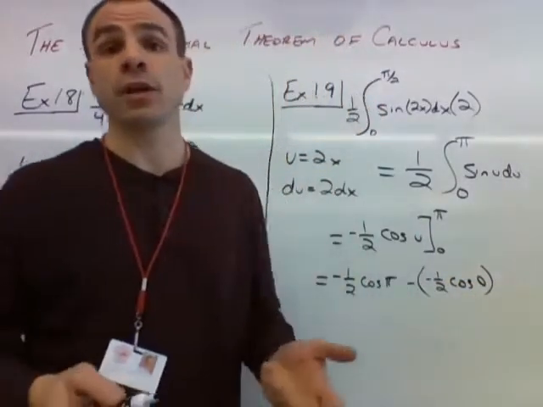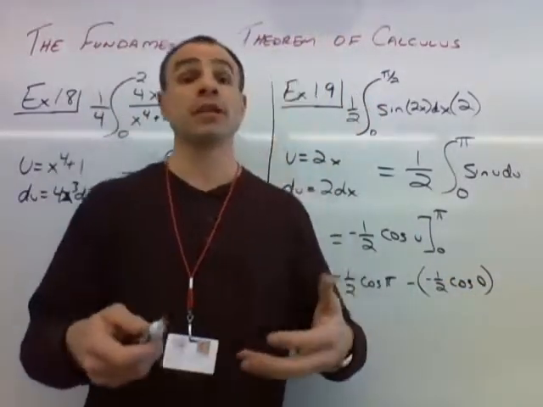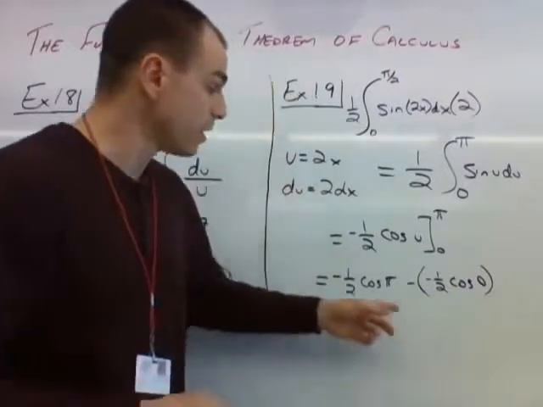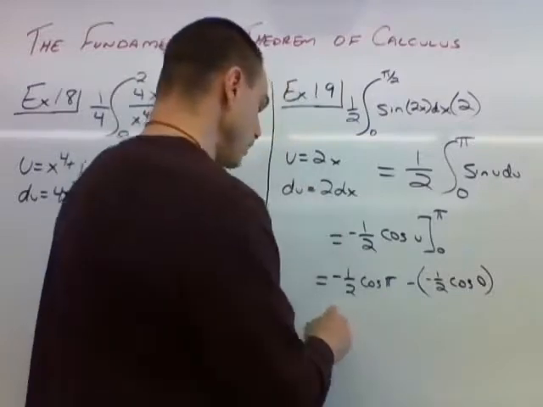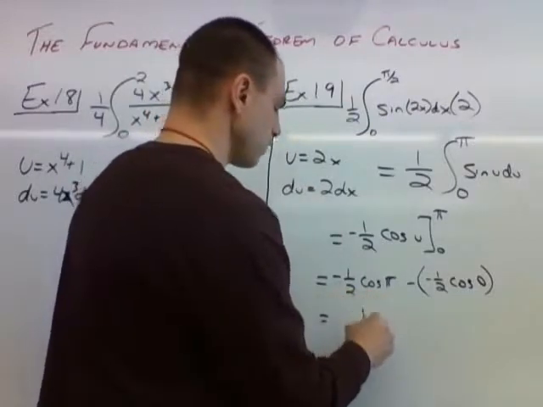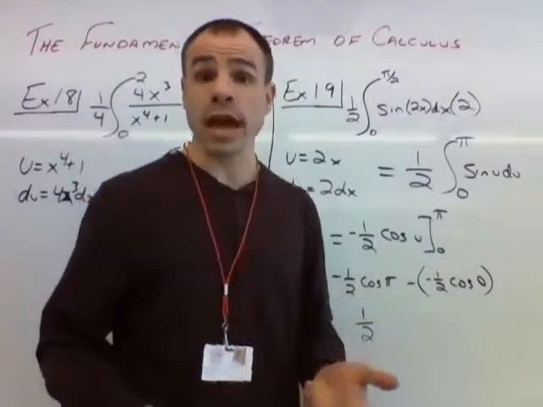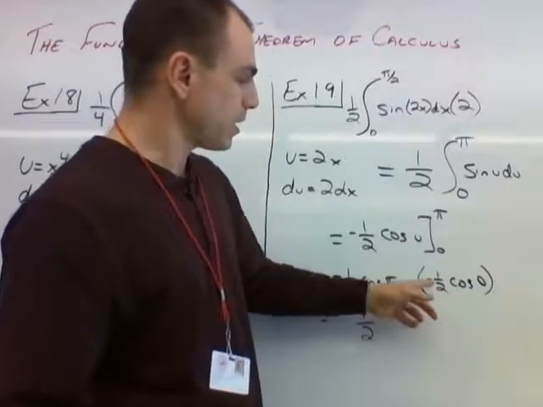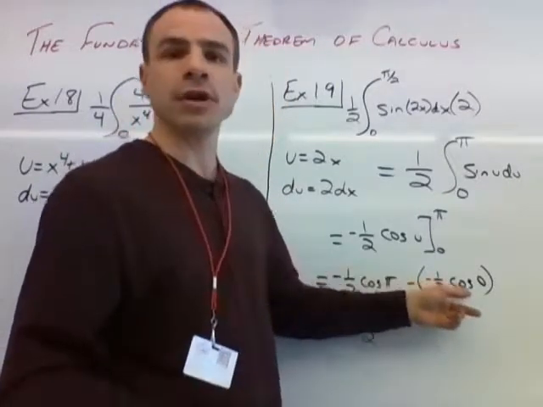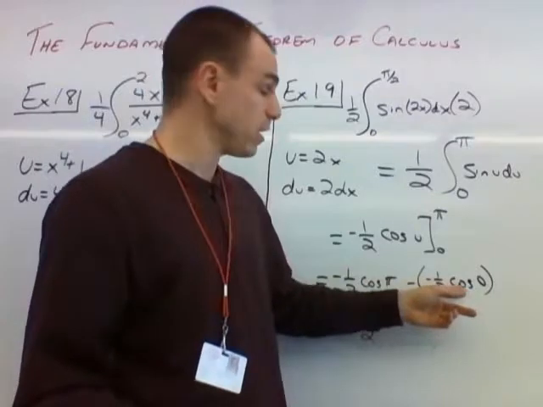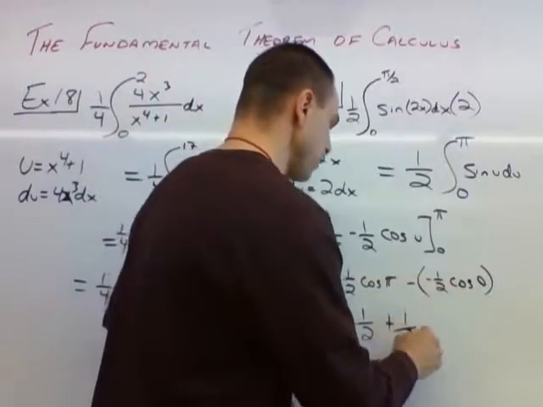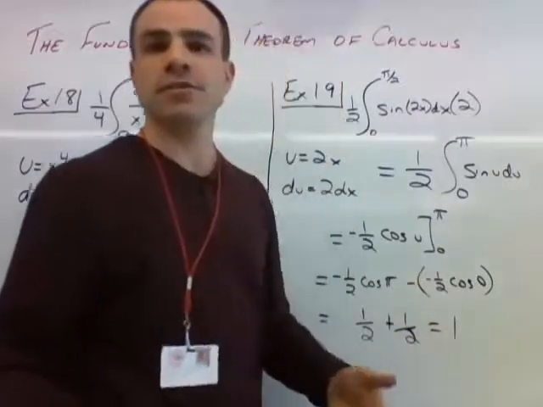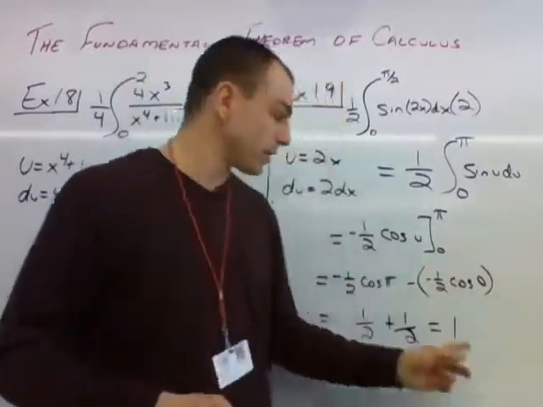And on the AP exam, you're expected to know your trig values, right? So the cosine of pi, that's equal to negative 1. So what we have here is negative 1/2 times negative 1, which is just going to be 1/2. And then we have minus negative 1/2 times the cosine of 0. The cosine of 0 is 1, so we're subtracting negative 1/2, which means we're really adding 1/2, which means our final answer is just all that work just for 1.